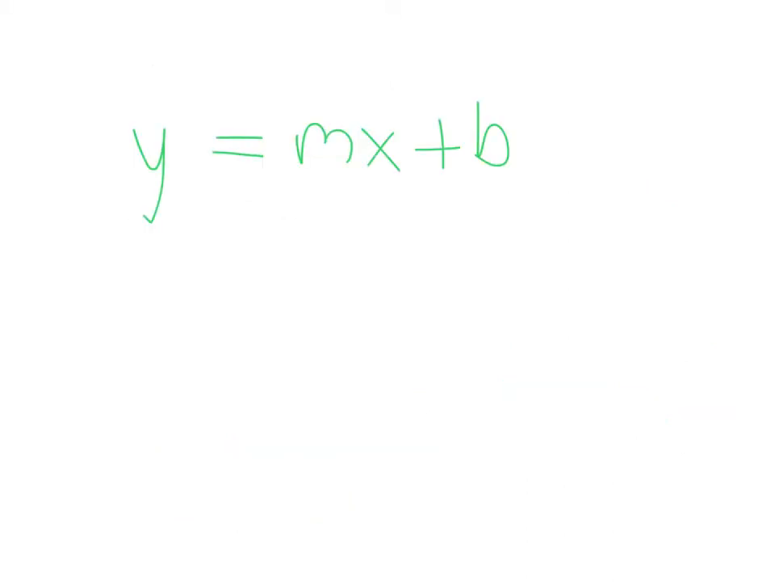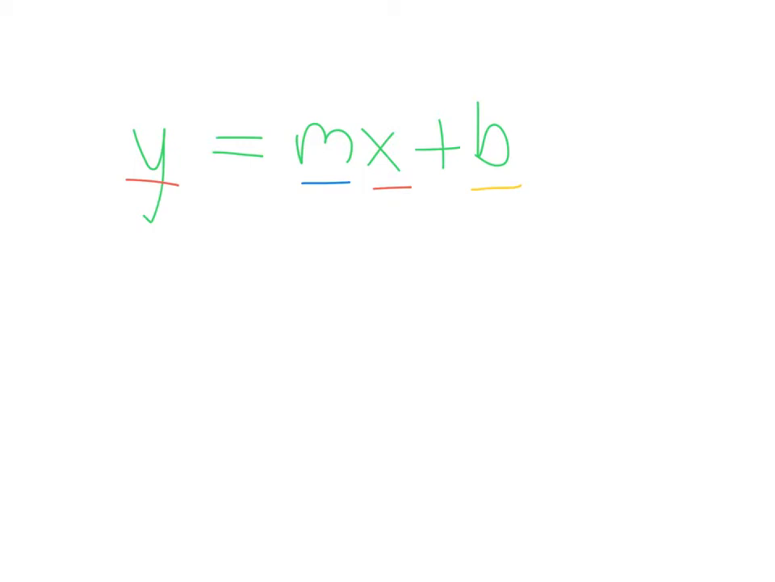So this is the slope-intercept form of an equation. Now we know what x and y are. They're just the values that work on the coordinate plane. We talked a little bit about how the slope is m. We also talked about how where the line crosses the y-axis, the y-intercept, is b.